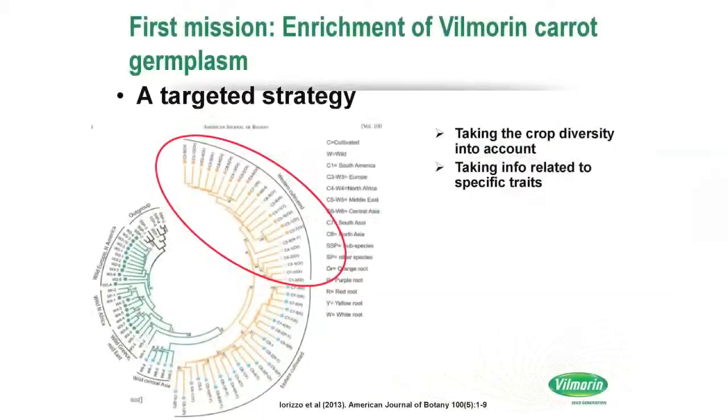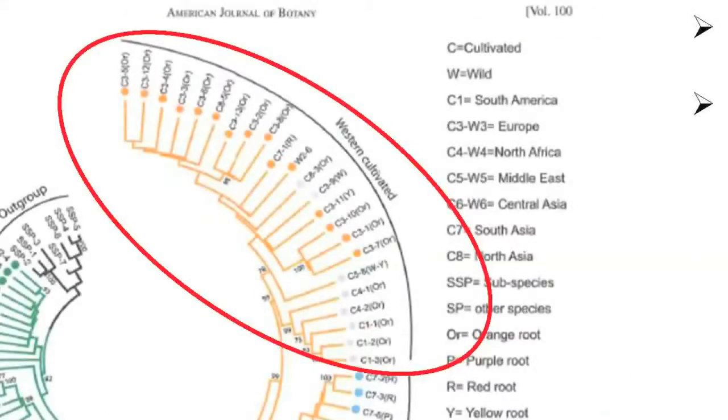One comparison with the public gene banks, in my opinion, maybe we can discuss it, is that a public gene bank is trying to collect as much diversity as possible. In our case, we try to have a targeted and focused strategy. I can give you two instances. First is to include the crop diversity.